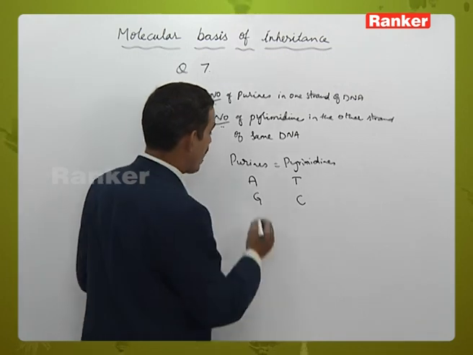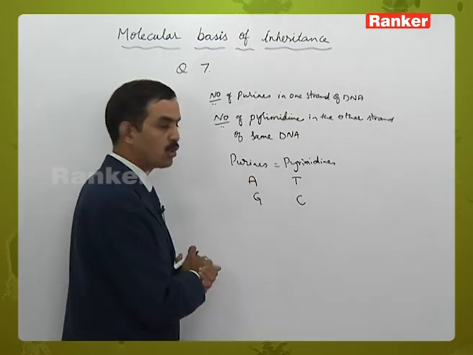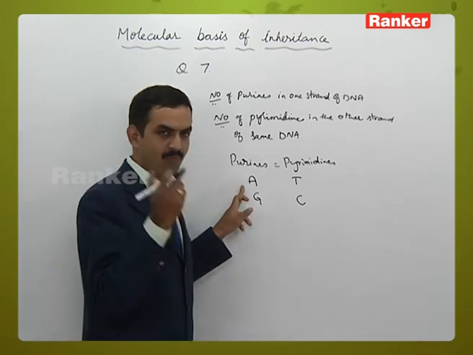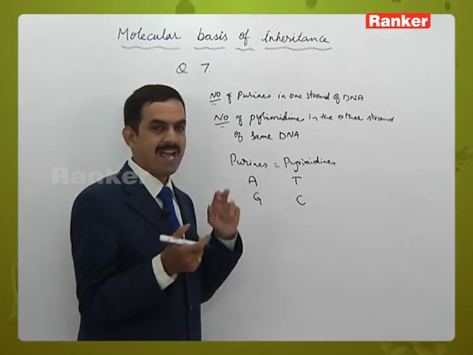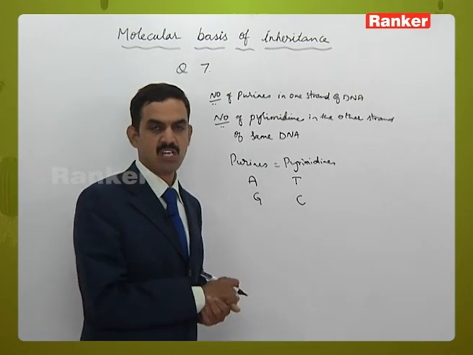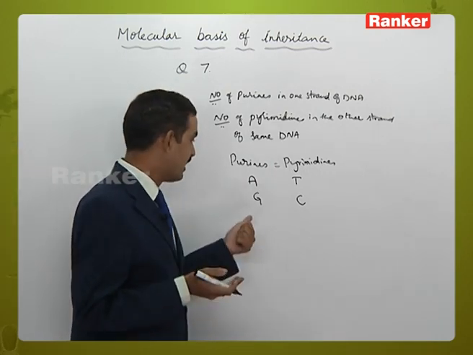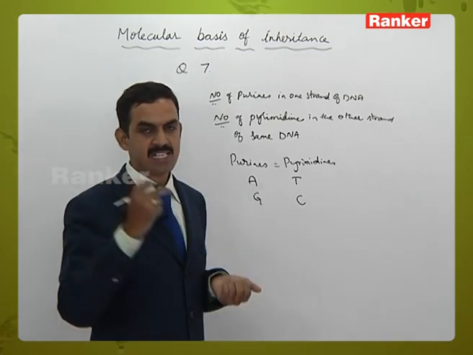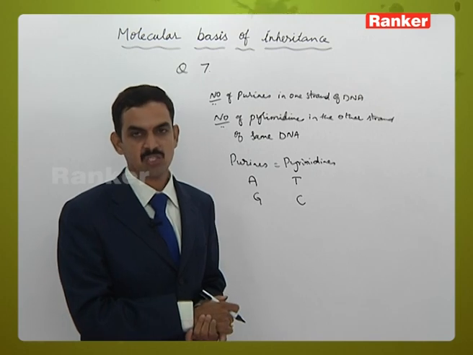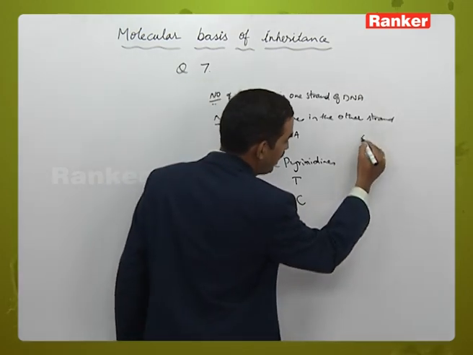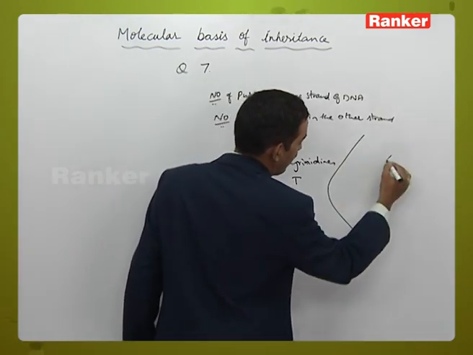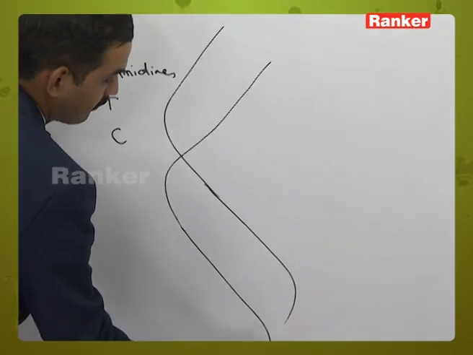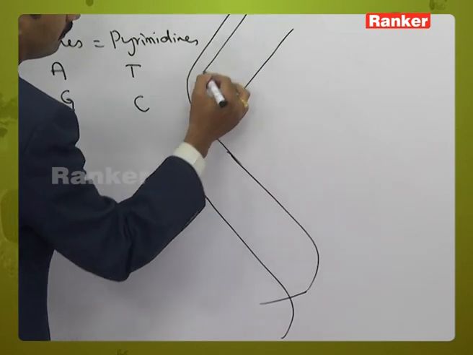And here always purines are complementary to pyrimidines. That is, wherever the adenine is coming on one strand of DNA, the thymine will be present on the opposite strand. Then when guanine is present on one strand of DNA, cytosine will be present on the opposite side of the second strand. So like if you take the diagram here, this is a complementary, we can say the coiling of the DNA molecule.